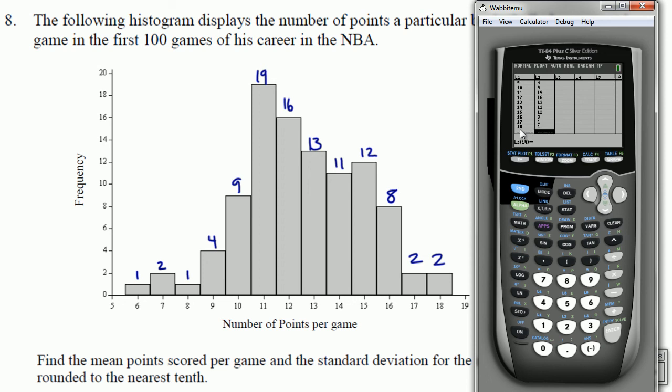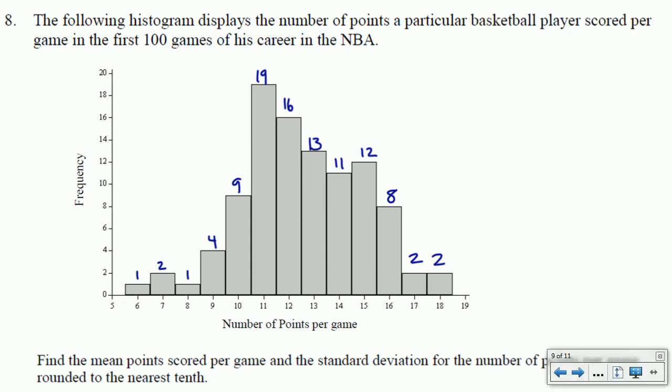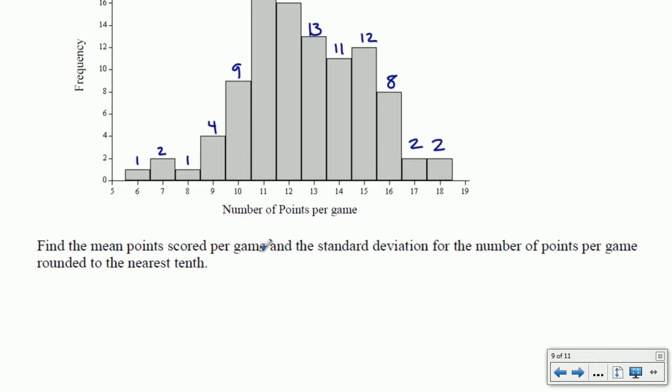It's important that the rows match up. So now we can calculate the statistics. We go Calc, making sure L1 is there and the associated frequency list is there, and Calculate. So the mean points scored per game is 12.56 and the standard deviation is 2.401. So we can record that on our paper. The mean points scored per game is 12.56 and the standard deviation is 2.40.